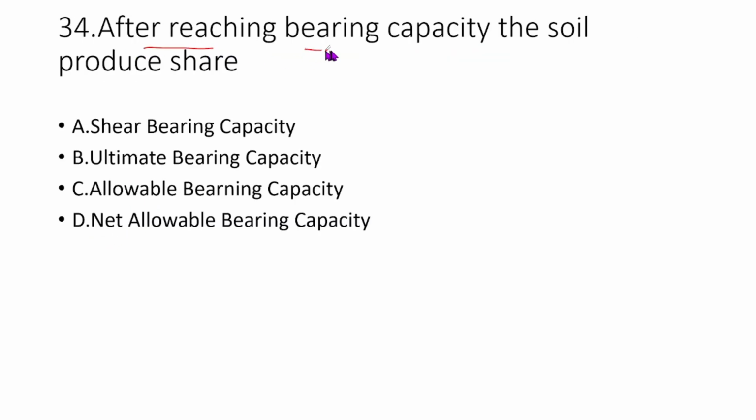After reaching bearing capacity, the soil produces: A. Shear bearing capacity. B. Ultimate bearing capacity. C. Allowable bearing capacity. D. Net allowable bearing capacity. So the correct answer is ultimate bearing capacity.